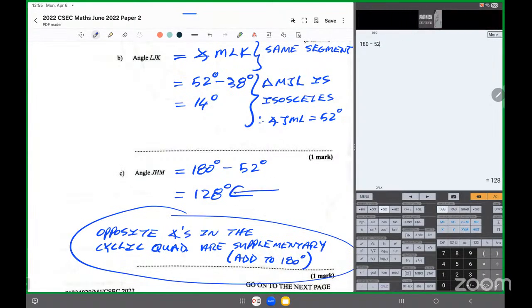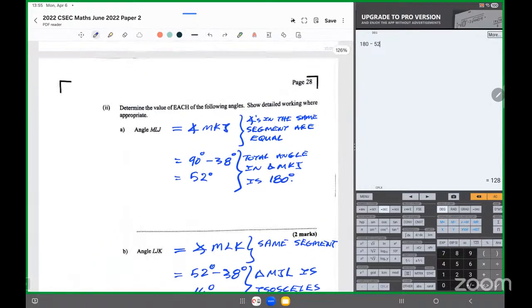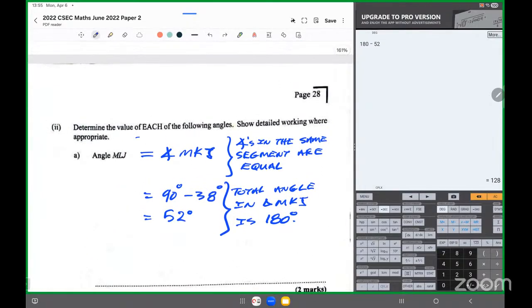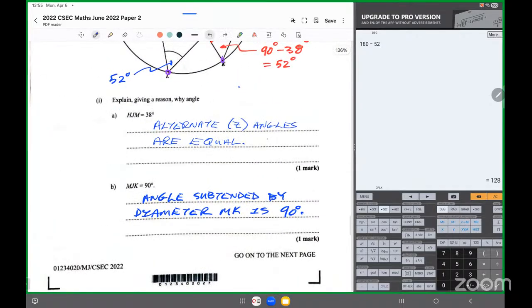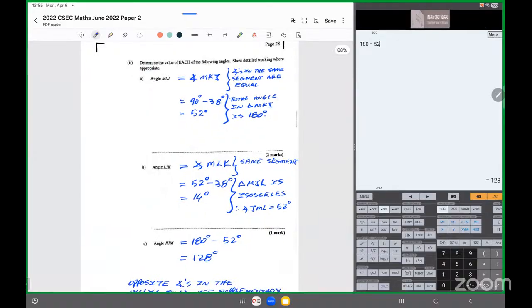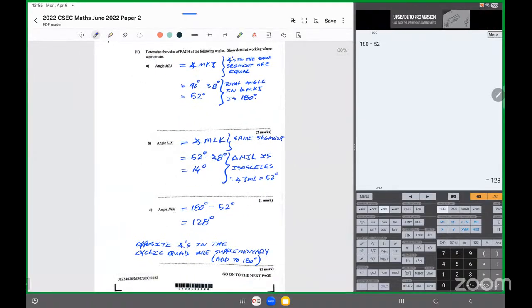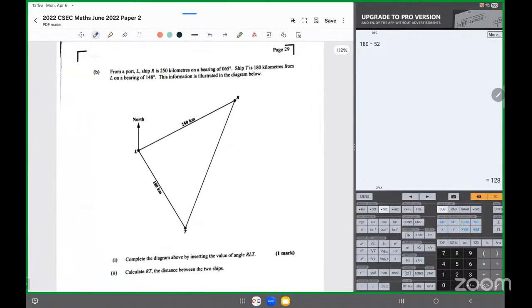They just want us to report the answer based on this question because they didn't ask us to give any reason. Just calculate it. The instruction says, determine each of the following, show detailed working where appropriate. They never ask for any reason. The reason part was up here. So down here they didn't really need any reason, they just wanted us to calculate, but I'm giving the reason still in this solution. This is only 1 mark, so let's calculate the angle and get the mark. 128 degrees. That finishes Part A. Part B now is our bearings question.